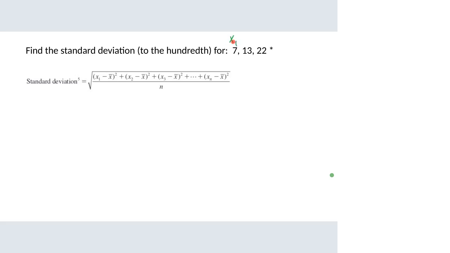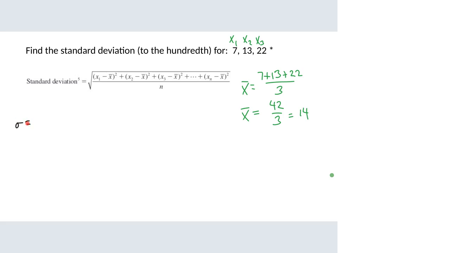So I have x sub 1, x sub 2, and x sub 3 as my data points. I'm going to need the mean, so I'll go ahead and find that. That's 7 plus 13 plus 22 over 3. 7 plus 13 plus 22 is 42 over 3, which is 14. So my mean here is 14. Now I can start plugging into my formula.